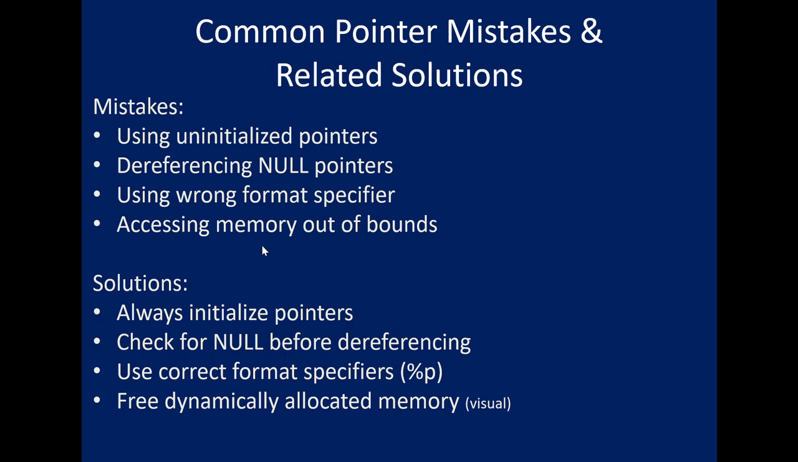These are the common mistakes, and the corresponding solutions will be: always use an initialized pointer, at least initialize it to null, and before trying to retrieve the contents using the dereferencing operator, check for null, whether the pointer is holding some data and not just null. The format specifier has to be appropriately used, and the dynamically allocated memory has to be freed within the scope of the variable. Let's look at this with an example.